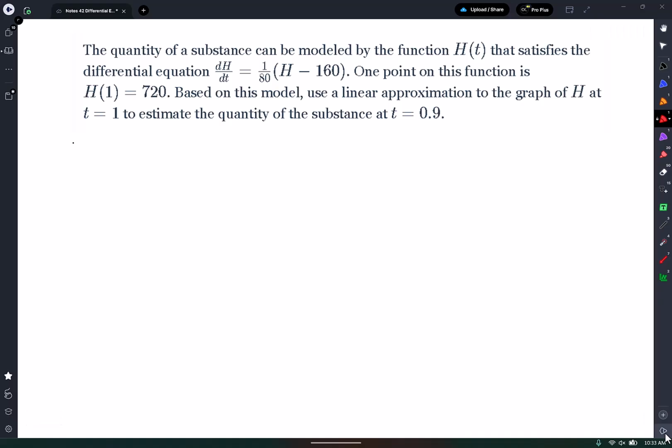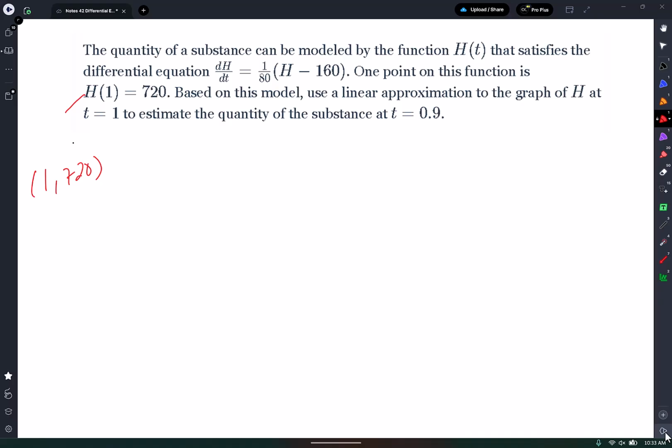The quantity of a substance can be modeled by the function h of t that satisfies the differential equation. So here's my differential equation. One point on this function is, so here's my point, 1 comma 720. Based on this model, use a linear approximation to the graph of h at t equals 1 to estimate the quantity of the substance at t equals 0.9.